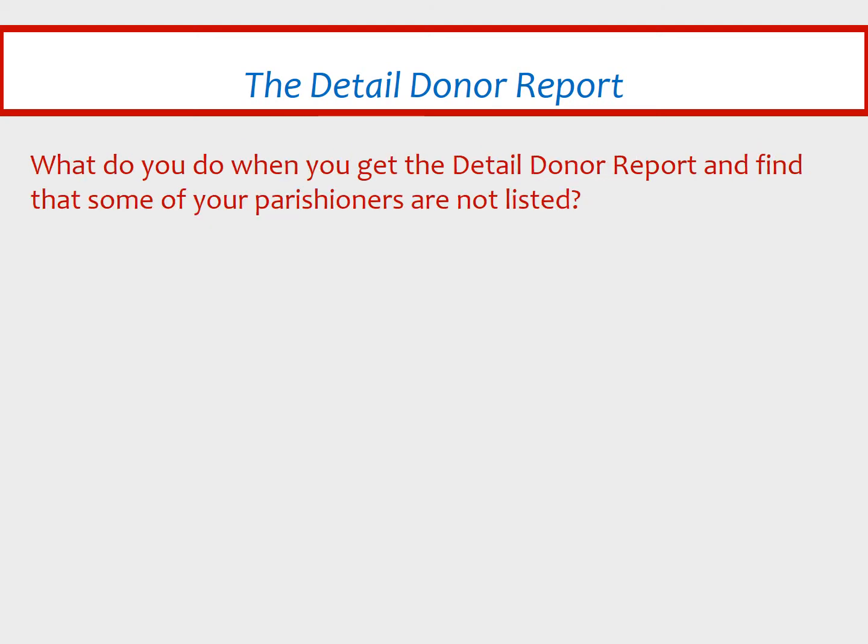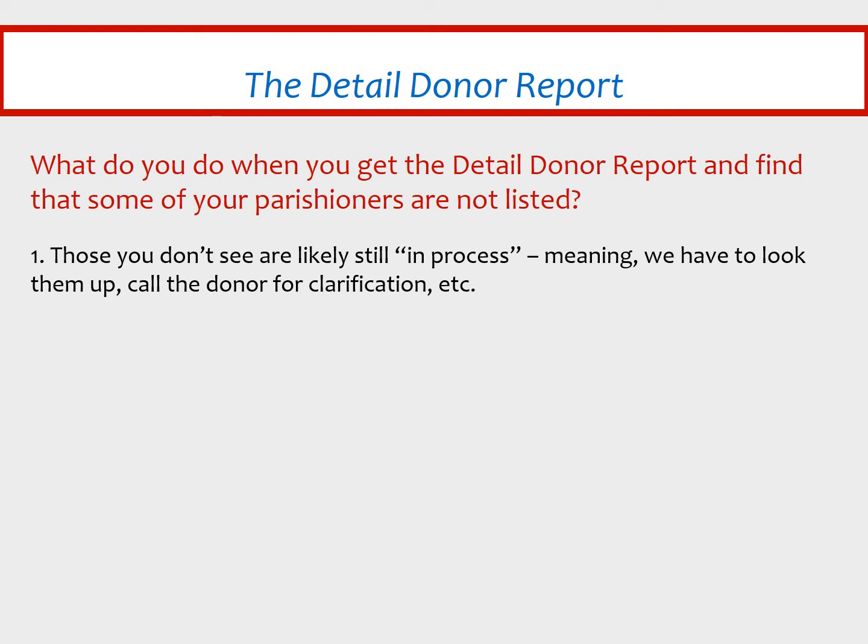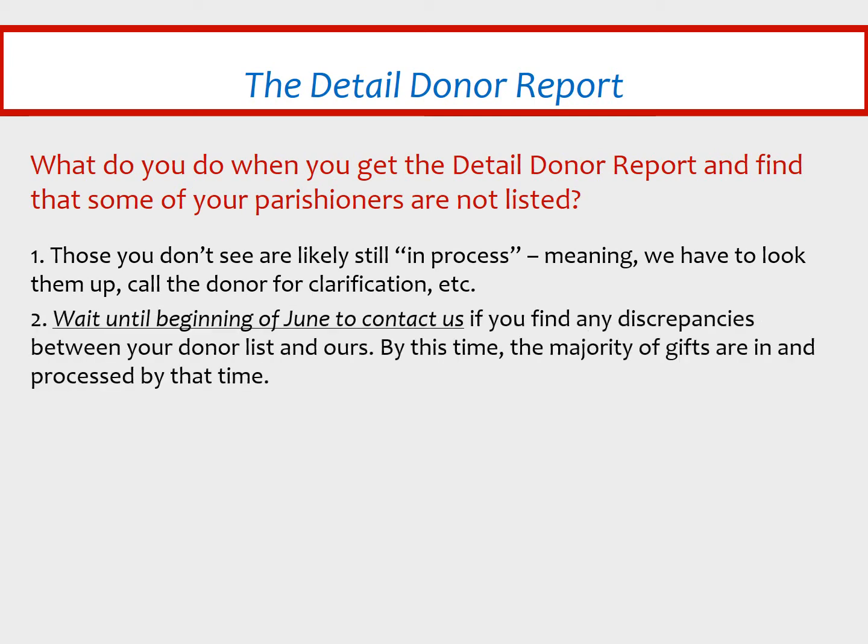What do you do when you get the detailed donor report and find that some of your parishioners are not listed? Those you don't see are likely still in process, meaning we have to look them up, call the donor for clarification, etc. Wait until the beginning of June to contact us if you find any discrepancies between your donor list and ours. By this time, the majority of gifts are in and processed.